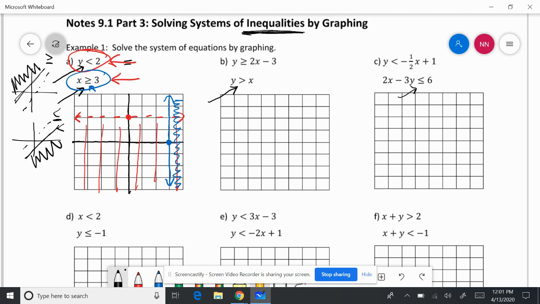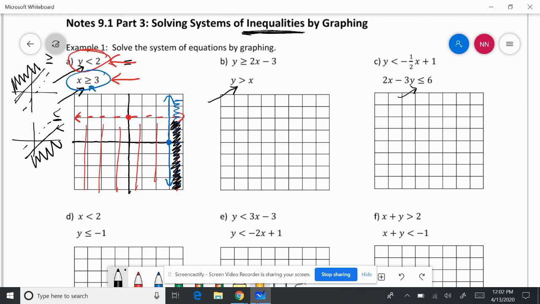Now my answer is where the two overlap. I see red, I see blue right here, so I'm going to make it darker. That right there is my answer. It's not an ordered pair like the last two lessons. What it is, it's a shading.